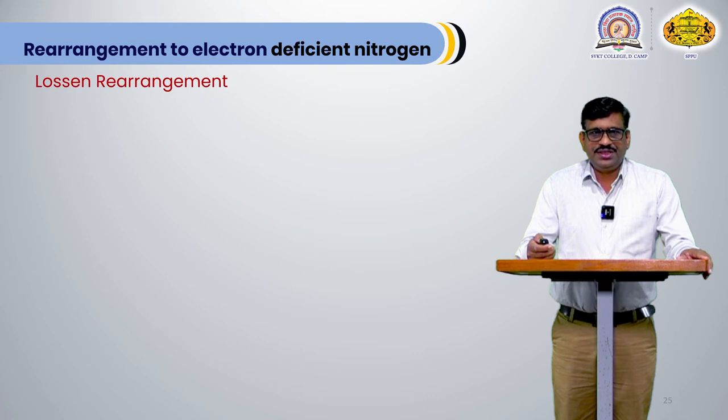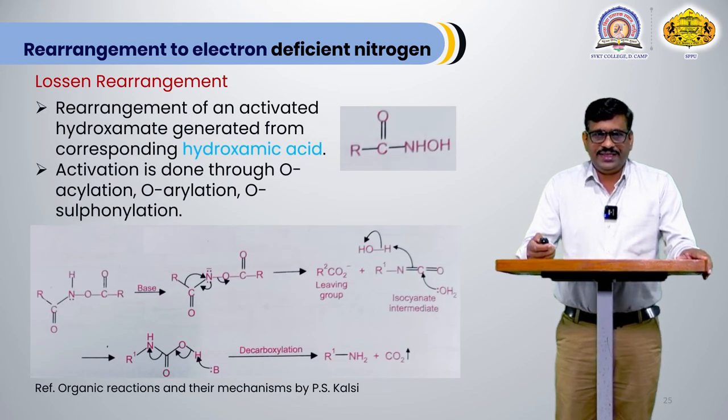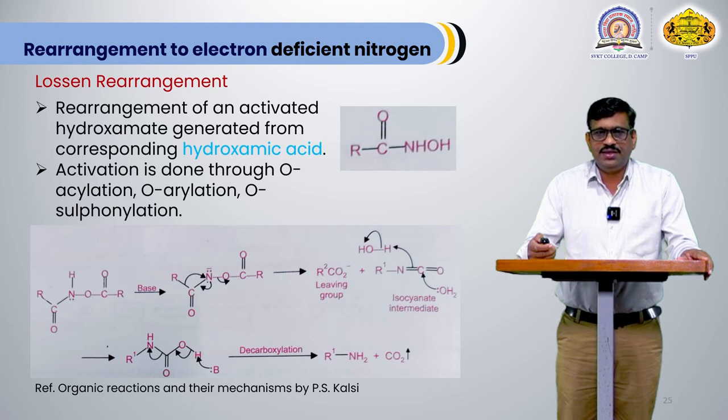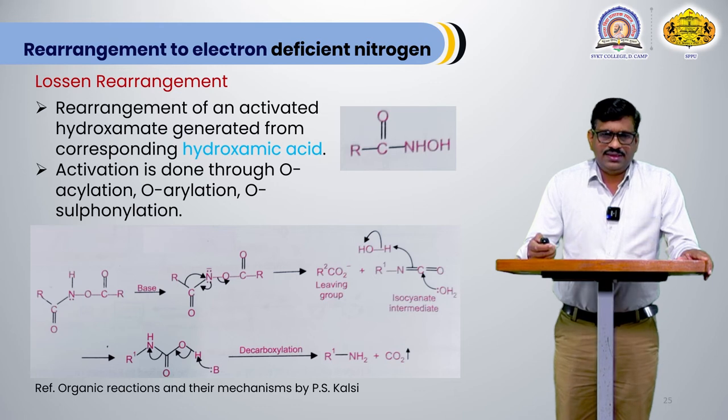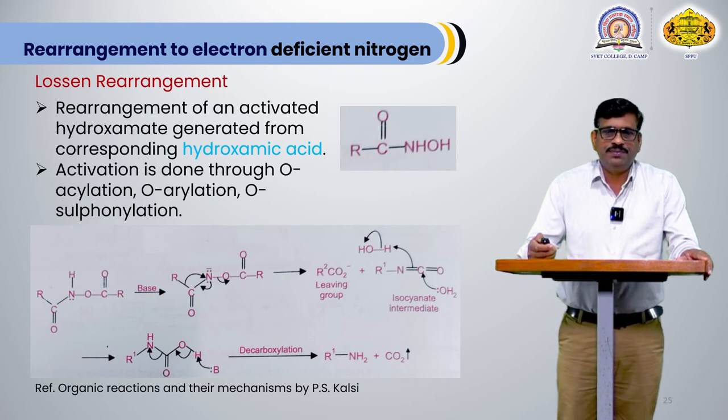An example of this type of rearrangement is Lossen rearrangement. It is the rearrangement of activated hydroxamate generated from the corresponding hydroxamic acid. Activation is done through O-acylation or O-arylation or O-sulfonation. In this case, the substrate molecule is taken, and when base is added, that base abstracts the proton which is associated with that nitrogen. Then the R group migrates from the carbonyl group to nitrogen. After that, isocyanate is formed, and when water is added to isocyanate, and after decomposition of that intermediate product, removal of carbon dioxide takes place, and the final product is amine. Hence, in Lossen rearrangement, hydroxamate is converted to amine.